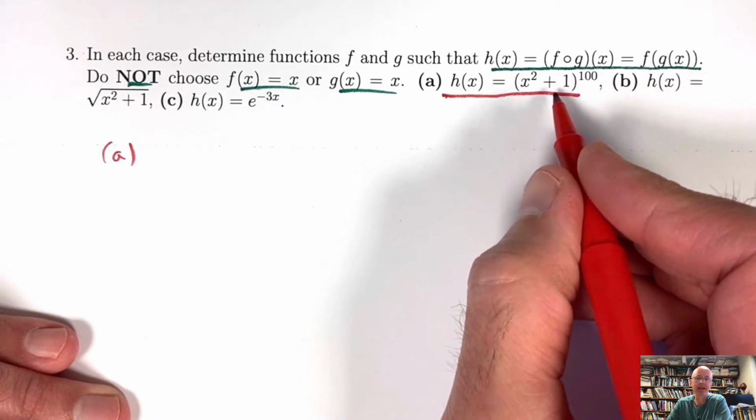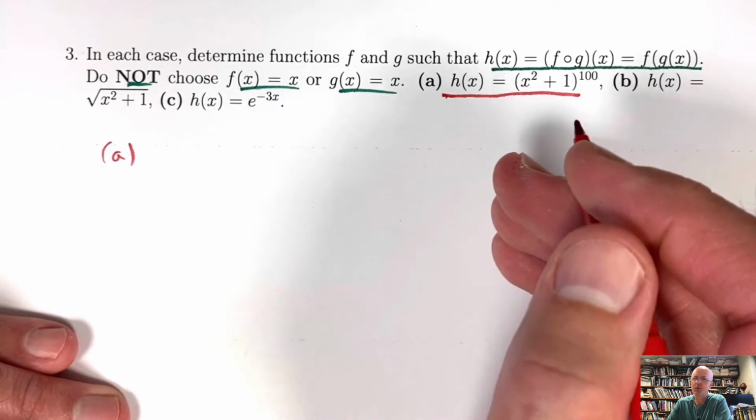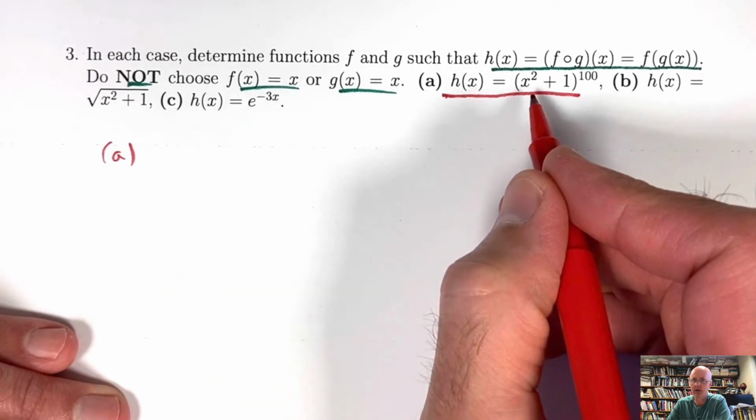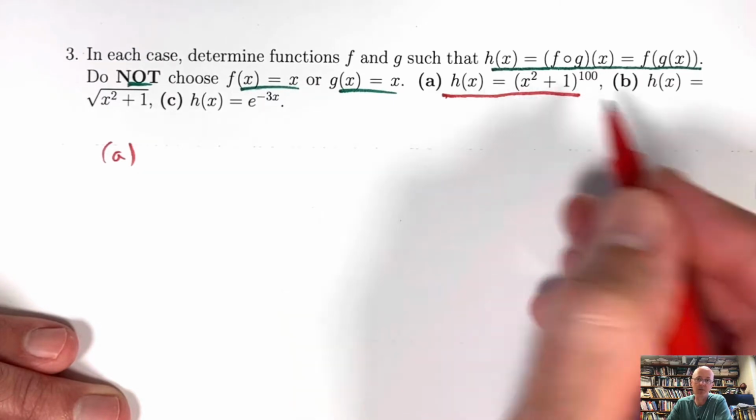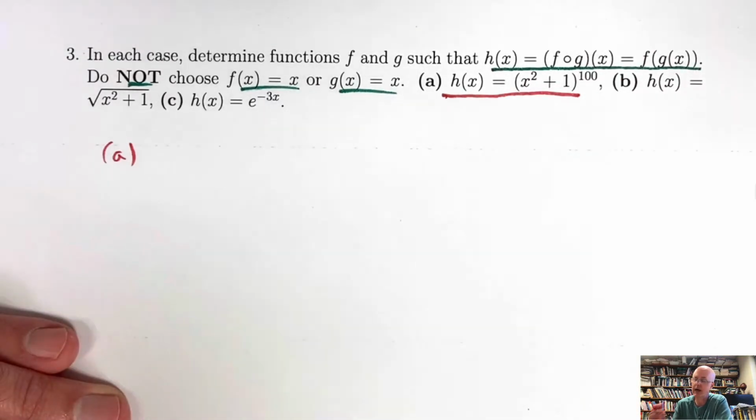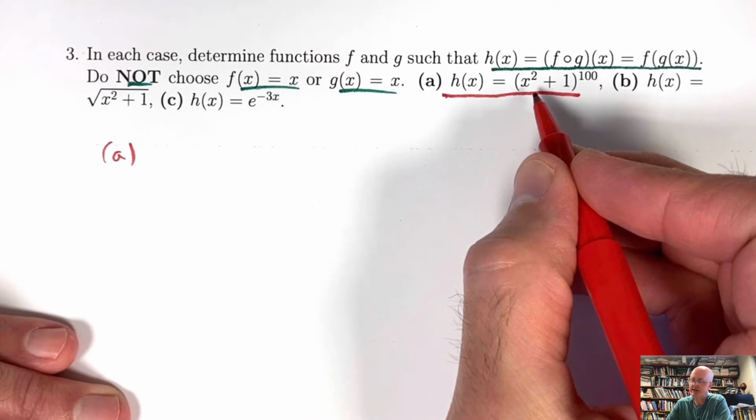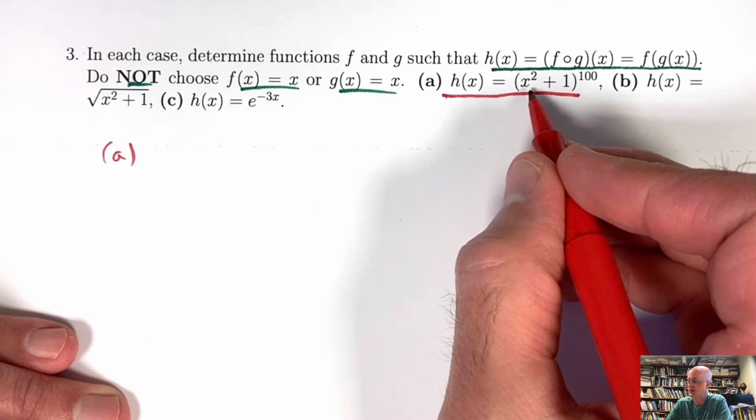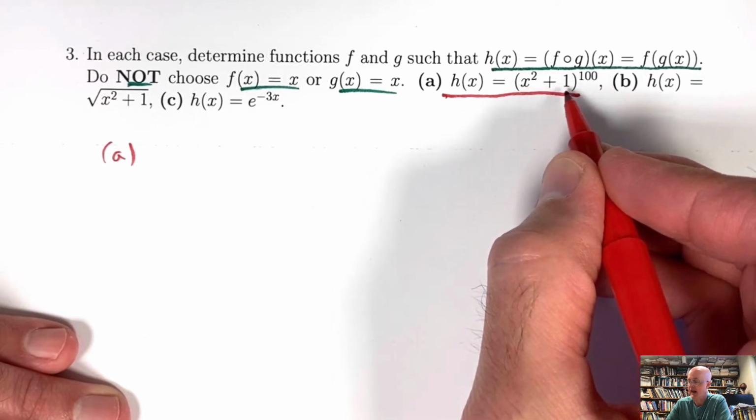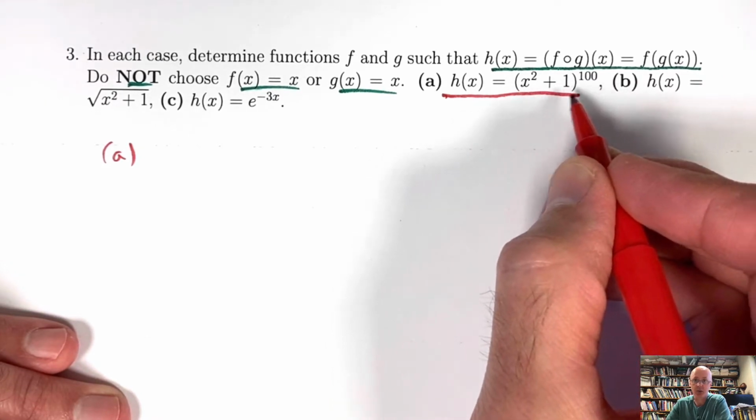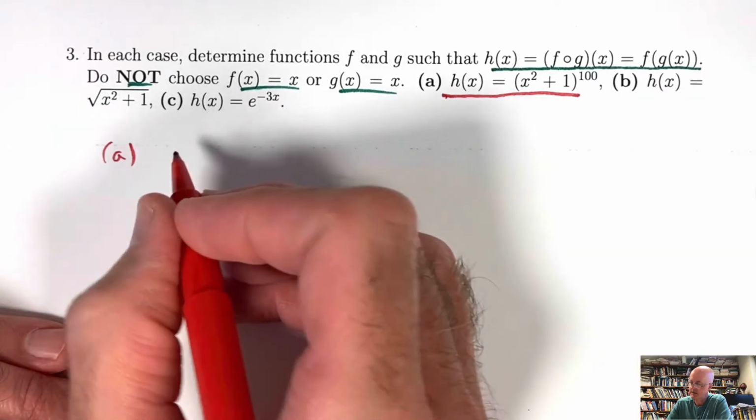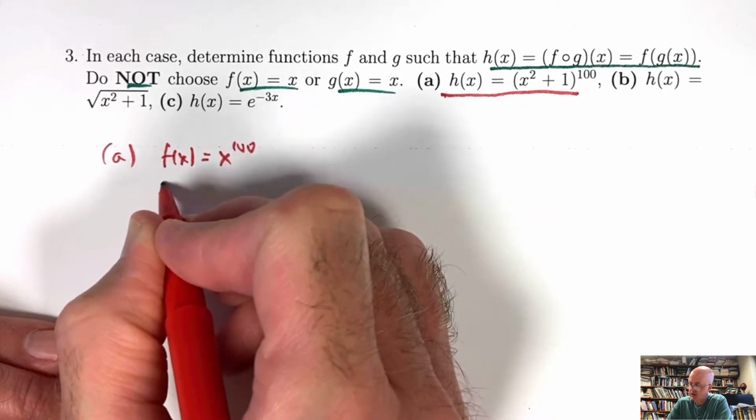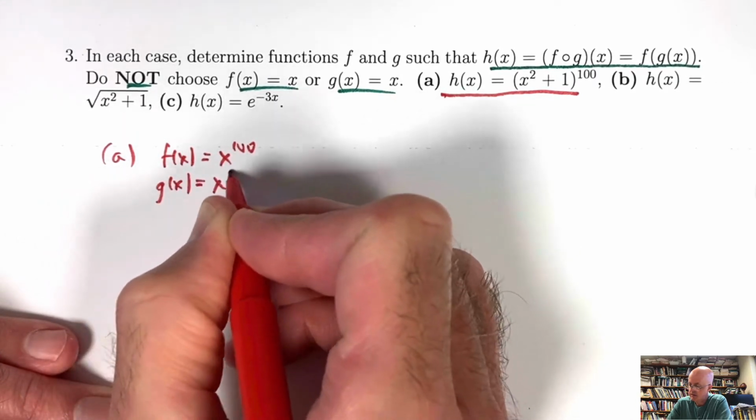So when you think about plugging a number in for x, ask yourself what kind of operations get done first. Well, first you would square, then you'd add 1, then whatever number you get, you'd raise that to the 100 power. So there's really 3 operations going on, but it's probably simplest to think of the inner operations in the g of x with 2 operations, x squared plus 1. And then f of x is just raising to the 100 power. So f of x is x to the 100, and g of x is x squared plus 1.